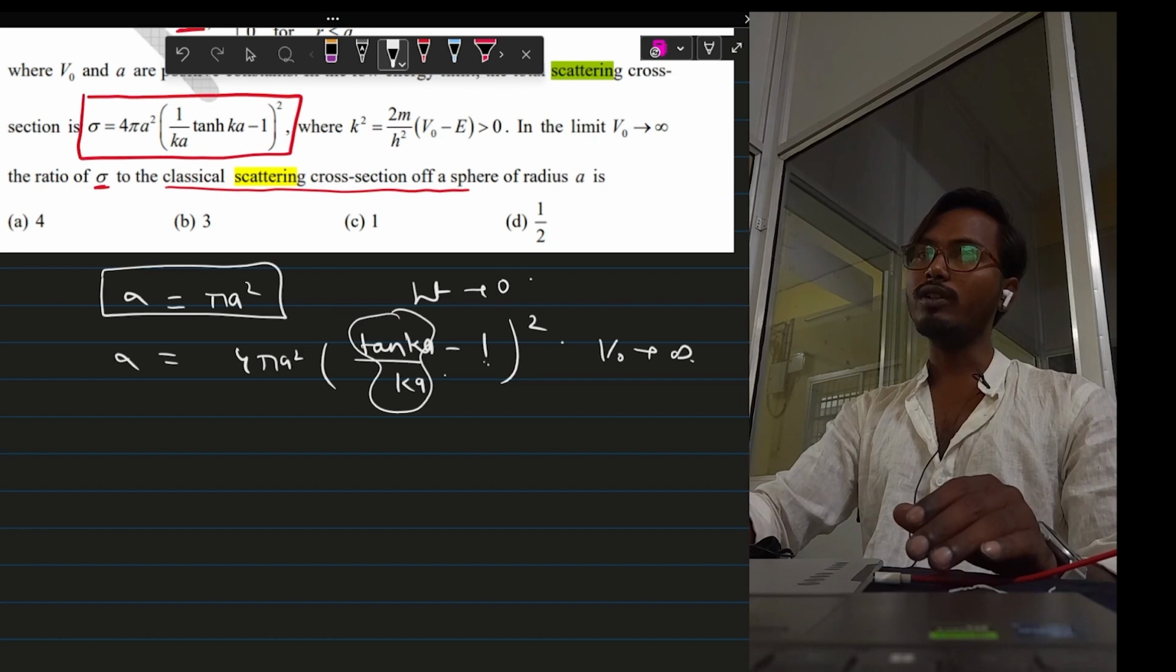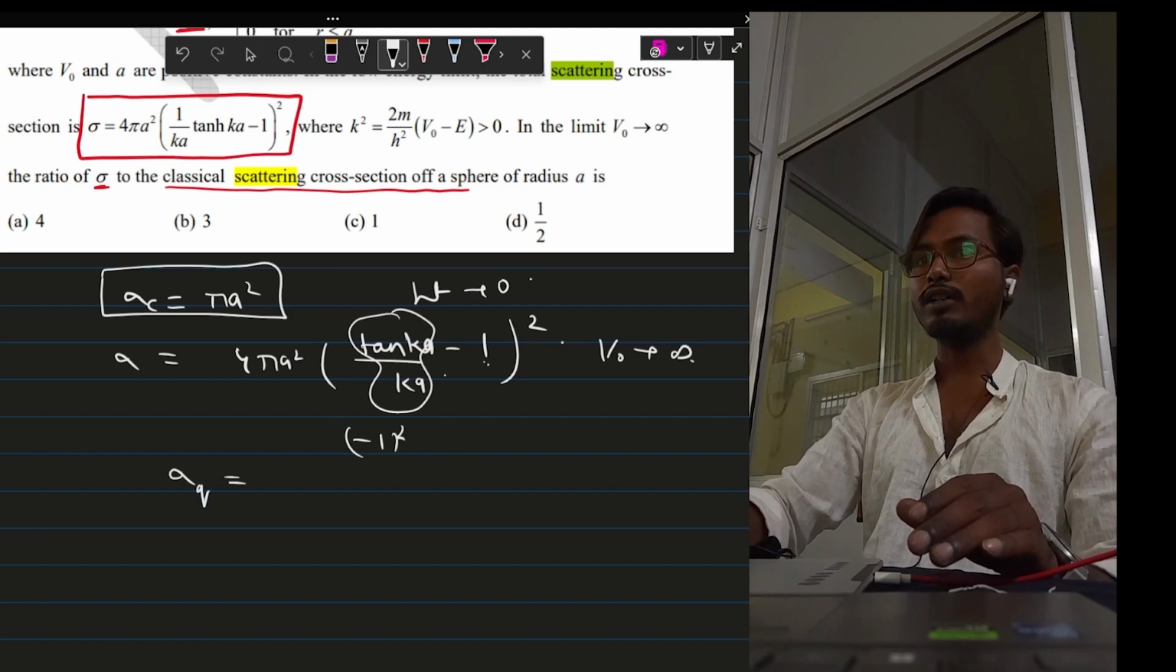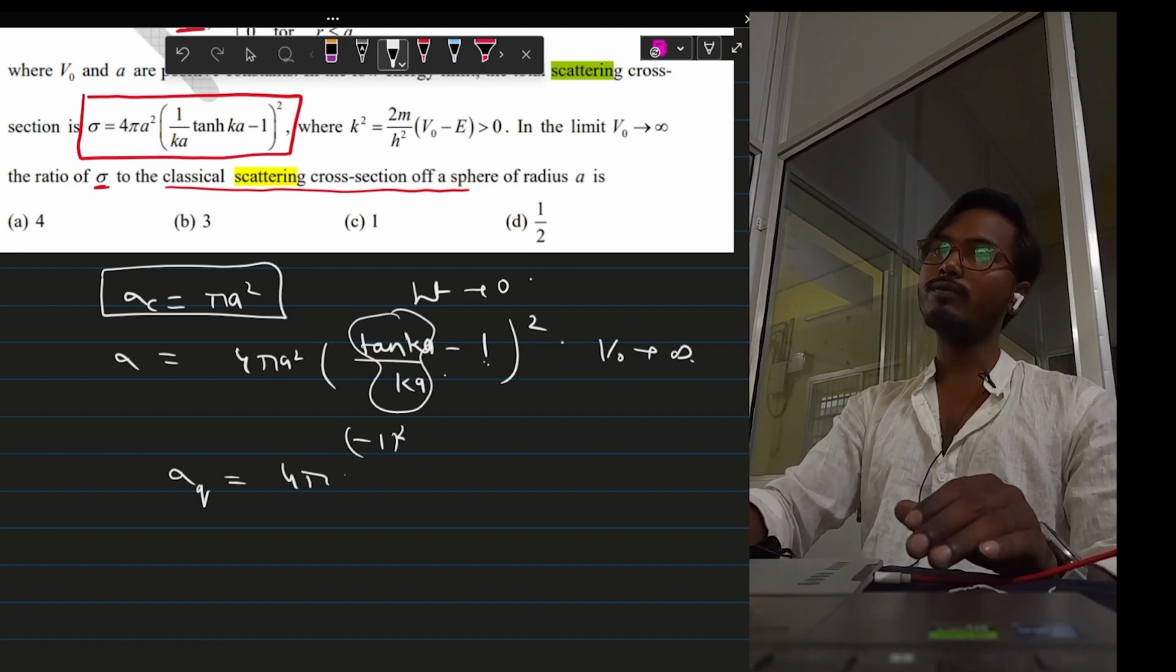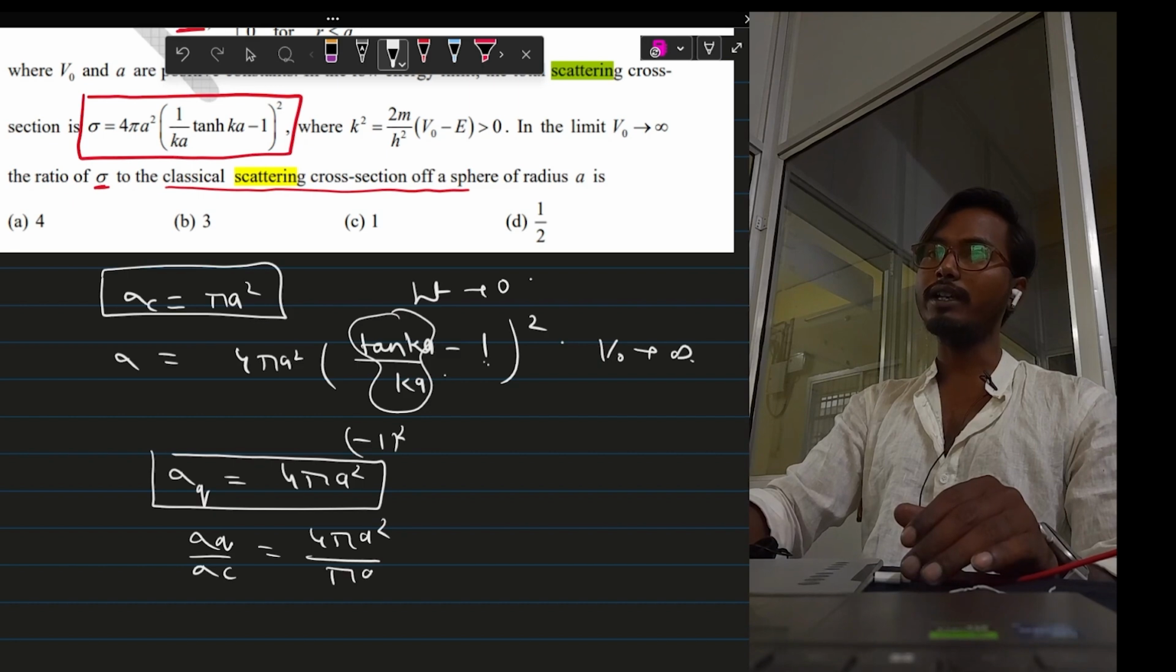Okay, so what do we get here? We get effectively the value of -1 square. This is the classical case, this is the quantum case. What value do we get? 4 pi a square. So what is the ratio here? The ratio of the quantum cross section to the classical limit is 4 pi a square divided by pi a square, and the value is 4.